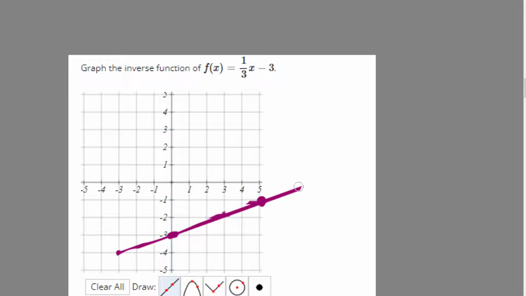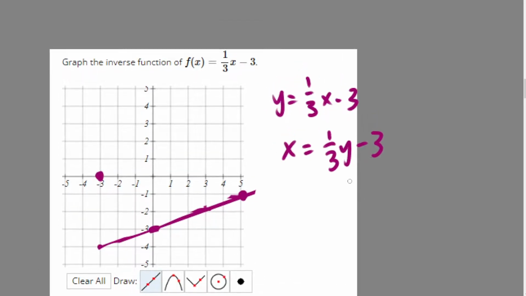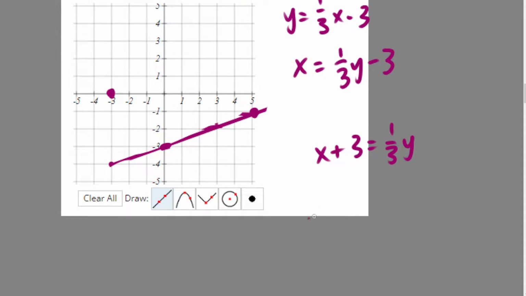What you could do if you don't want to draw a whole new graph, but I think it can be useful. But we know we'll start at negative 3 for our x. So we have y equals 1/3 x minus 3. What we can do is replace the x's and the y's and then solve for y again. So x equals 1/3 y minus 3. And then we'll add 3 to both sides. So x plus 3 equals 1/3 y. Then to get y by itself, we'll multiply by 3 on both sides. So 3x plus 9 equals y.